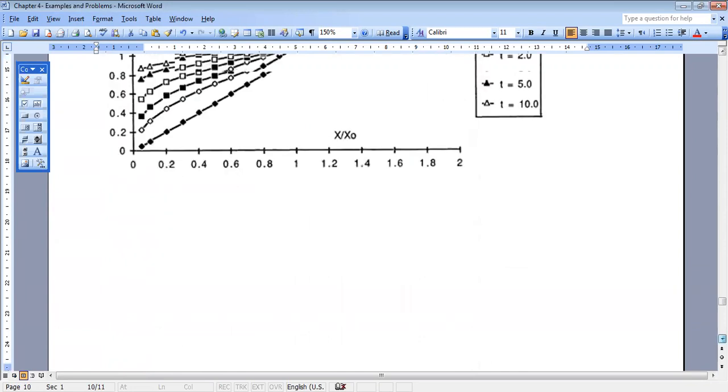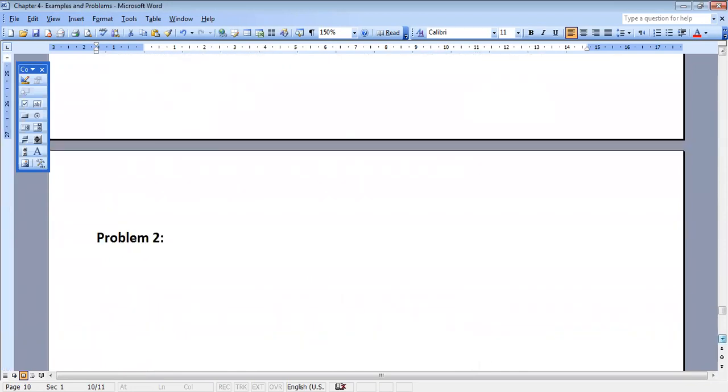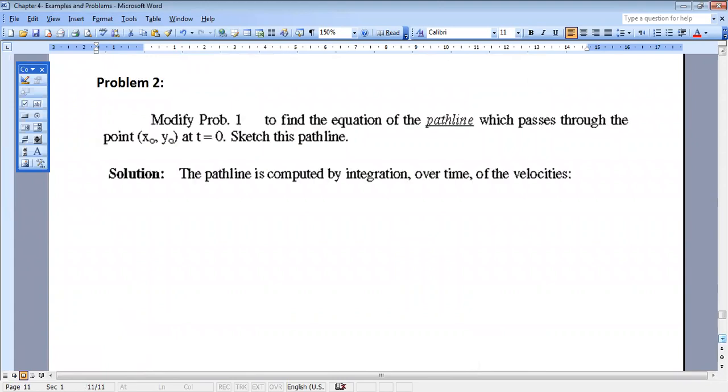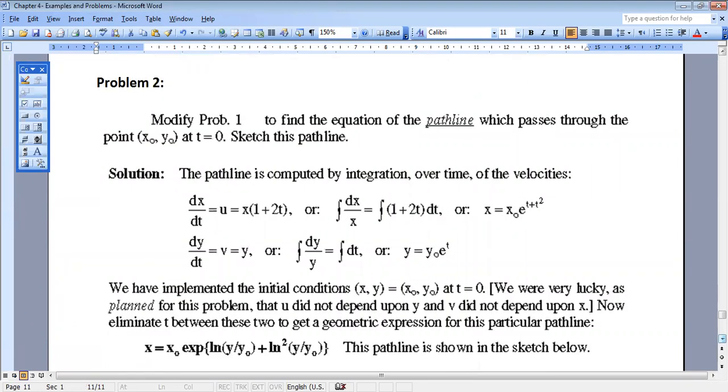Now, we'll do another problem. We will solve the same previous problem, but the only difference now is that we don't want to find the streamline, we want to find the path line. The path line which passes through point x0, y0 at t equals 0. So here they gave us the condition.